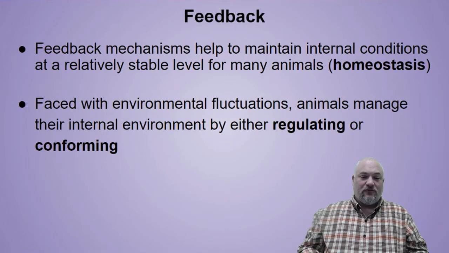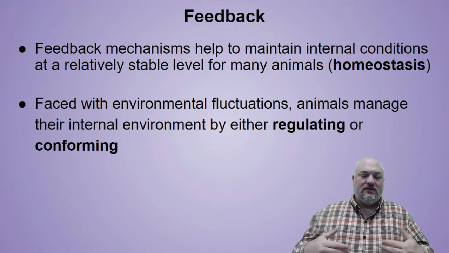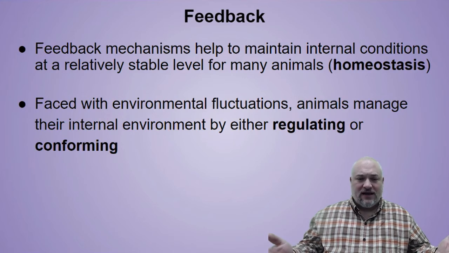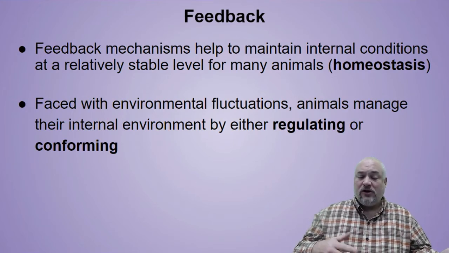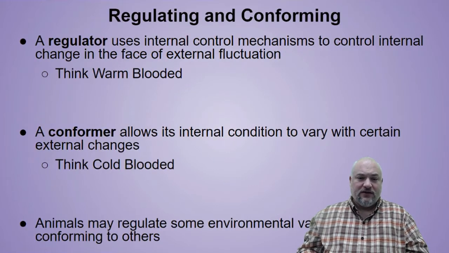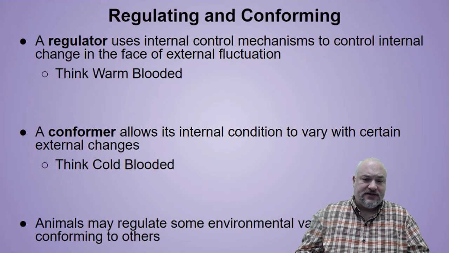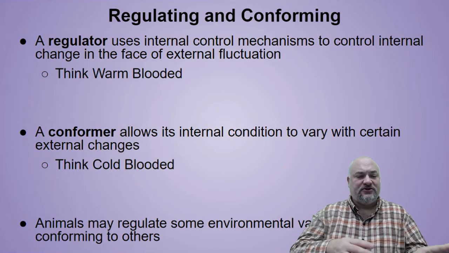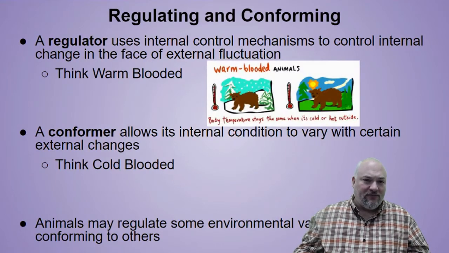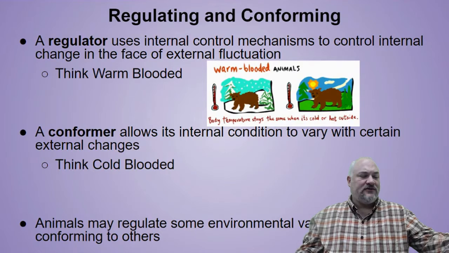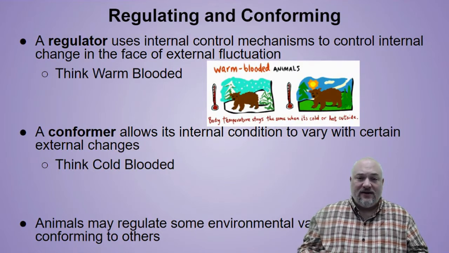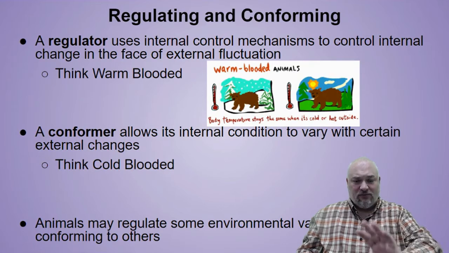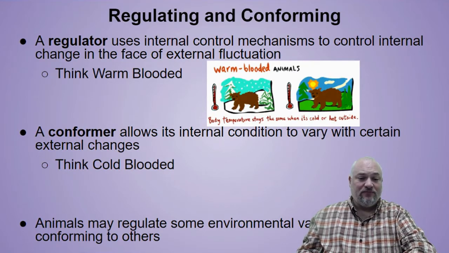Okay. So faced with those environmental fluctuations, animals, and we're going to focus mainly on animals in this unit, manage their internal environment by either regulating or conforming to the environment around them. So a regulator uses internal control mechanisms to control the internal change in the face of external fluctuation. Think warm-blooded animals, right? It doesn't matter if it's cold outside or hot outside. We maintain our temperature like humans, 98.7 Fahrenheit. Other animals will maintain it at whatever temperature is optimal for them.